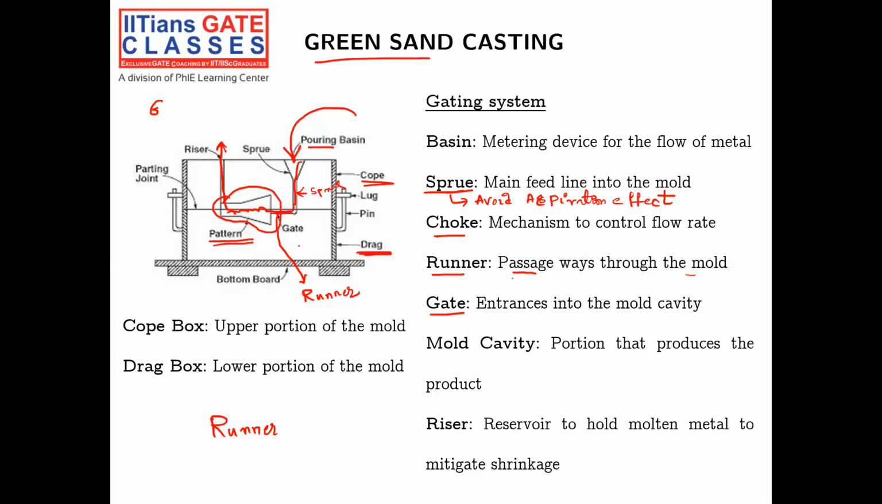Then you have the gate system. The entry part here is called the gate, and then the mold cavity. You have the mold cavity here, and then the riser. This riser is used to mitigate, meaning reduce, the shrinkage. Because if you are pouring metal into it, obviously after cooling down, it will shrink. So to provide a sufficient amount of molten metal into the cavity, we are using the riser.